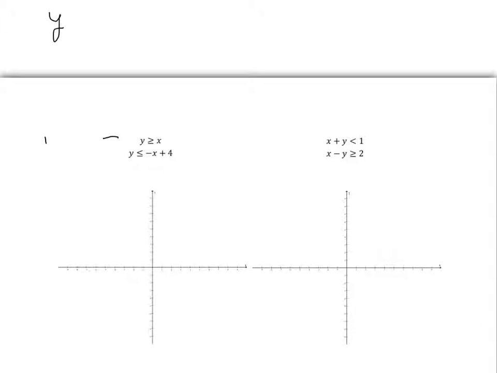So first thing we want to do is graph y equals x. And we're going to use a solid line here because we have the greater than or equal to. So here we can think of this as y equals x plus 0. So we know we have an intercept at 0, 0. That is our y-intercept. Our slope is 1 over 1, so we can go up 1 and over 1 and get another point. Draw the line that goes through these.